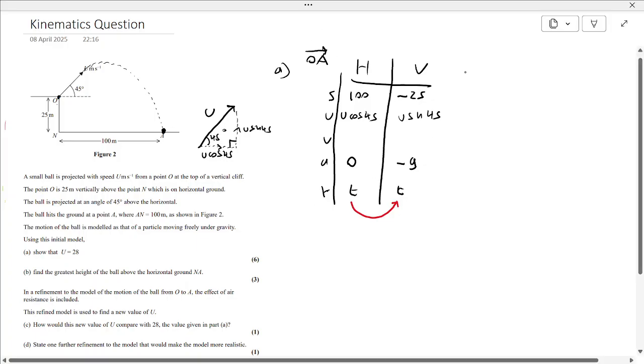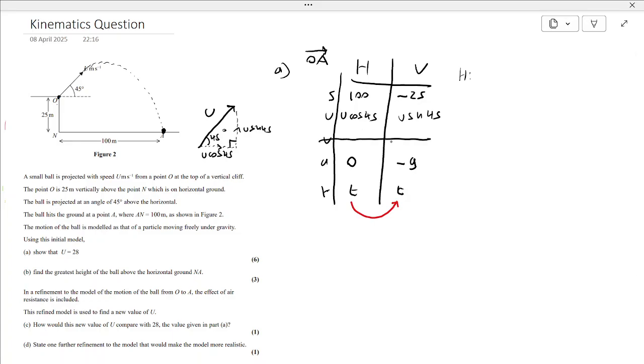So horizontally, what do I have? Well, I don't have any V, so I'll do S equals UT plus half AT squared. You might be more comfortable just doing the speed equals distance over time thing here because A is 0. But you can also just see that with A being 0, this term goes away. It's the same equation. So 100 equals, now initial velocity is U cos 45, and T is my unknown, T.